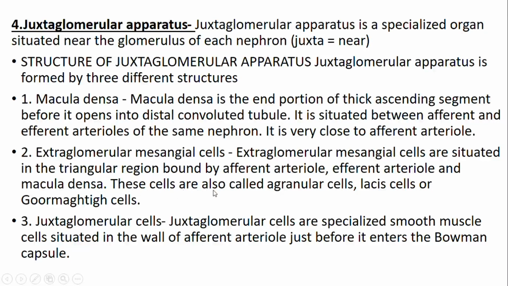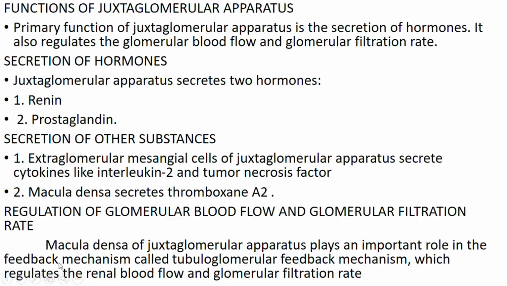These cells are also called agranular cells, Lacis cells or Goormaghtigh cells. Juxtaglomerular cells are specialized smooth muscle cells situated in the wall of the afferent arteriole just before it enters the Bowman's capsule. Functions: the primary function of the juxtaglomerular apparatus is secretion of hormones.